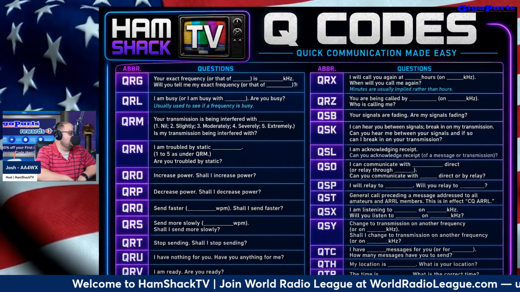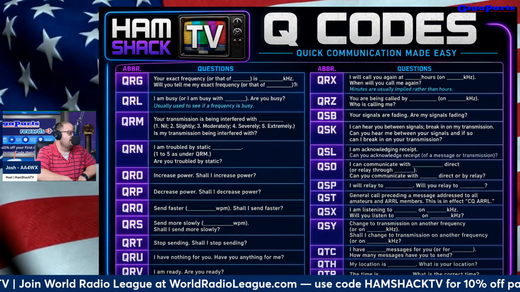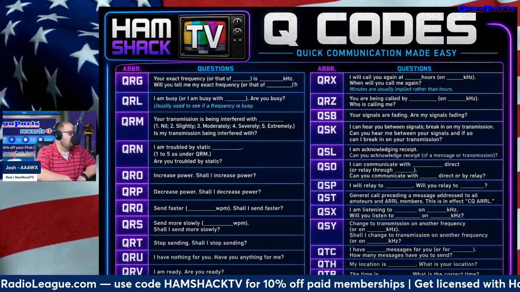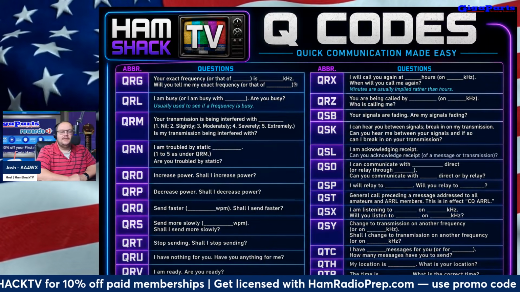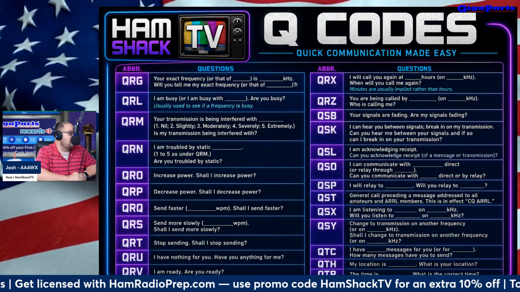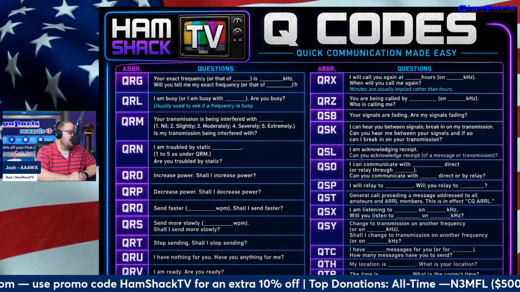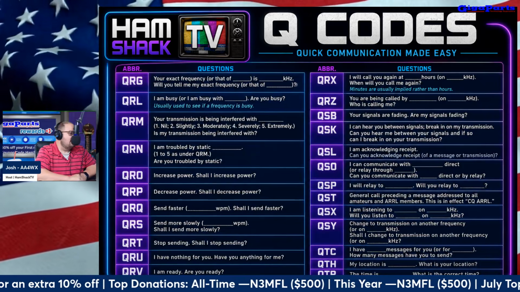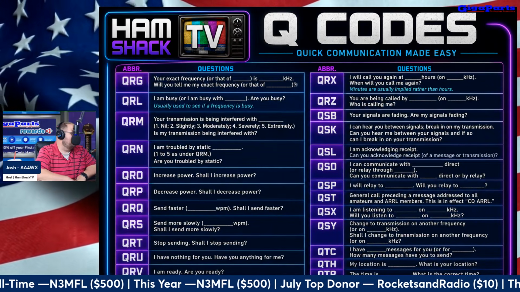QSX, I am listening to blank on blank frequency. Will you listen to blank on blank frequency? So it's just basically asking what you're listening to and on what frequency. QSY, we've all heard QSY. Basically, this means you are changing frequencies. Change to transmission on another frequency or on blank dot blank frequency. Or shall I change to transmission on another frequency? So I'm going to QSY over to the 146.940 repeater, or something to that effect.